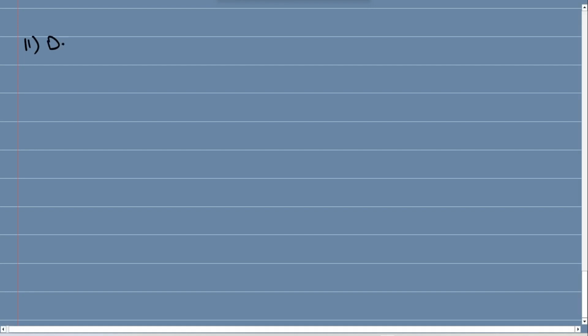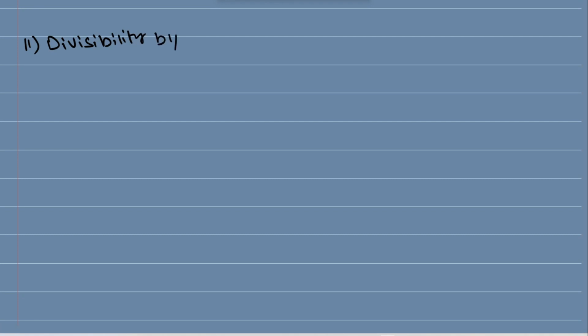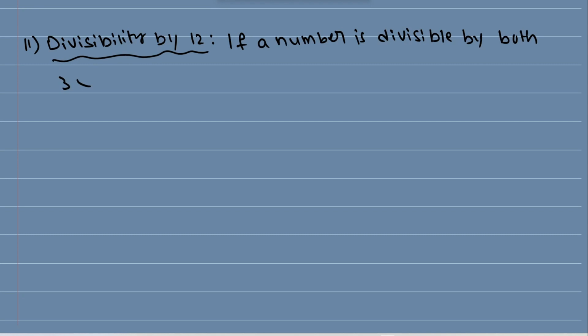And divisibility by 12. Okay, if a number is divisible by both 3 and 4, then the whole number is divisible by 12.